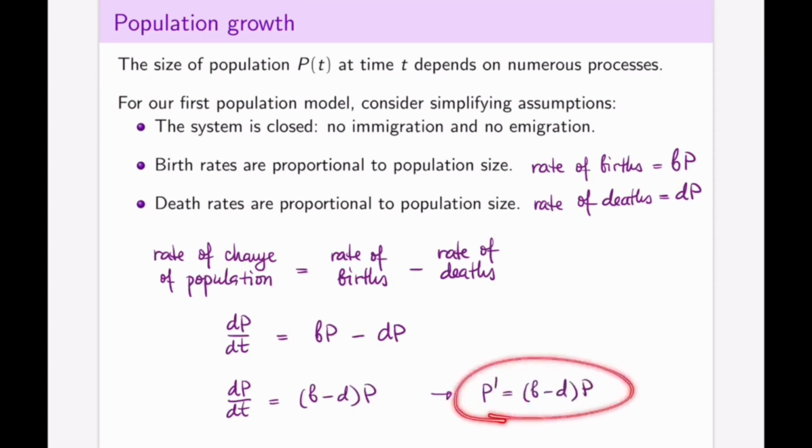You can already see how this is similar to the equation that we've just talked about, y prime equals ky, except my constant k here is composed of two other constants. But this should not affect how I actually proceed to calculate the solution.